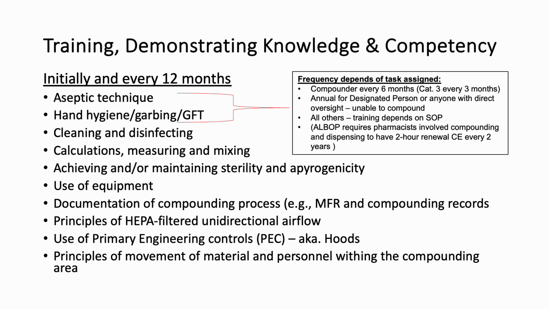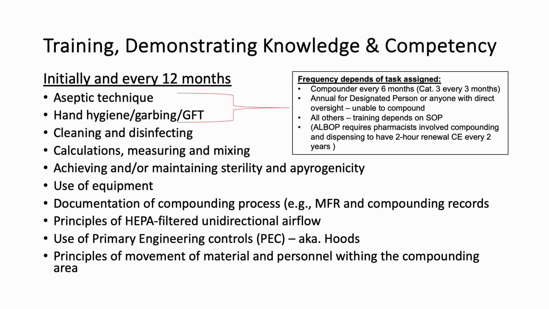Now that we've just talked about hand hygiene and garbing, let's go over some training requirements. On this slide, you'll see some minimum requirements that are required every month for people who compound. Not only training, but they have to demonstrate this knowledge and ensure competency. But really what I want to point out here is the aseptic technique and the hand hygiene, garbing, and gloved fingertip testing. For those who compound, this is required not just every 12 months, but instead every 6 months for Category 1 and 2, and for Category 3 every 3 months.